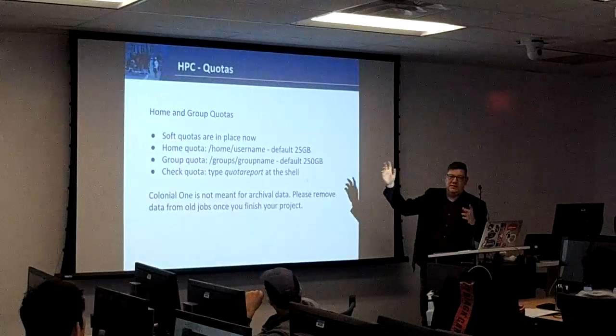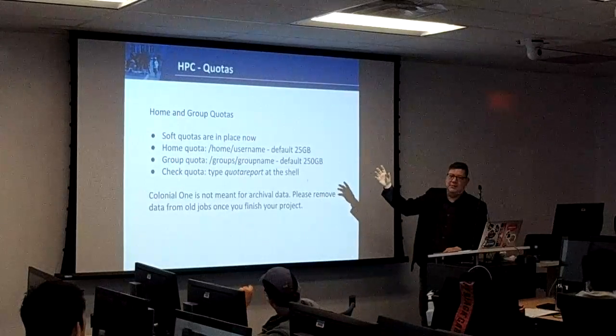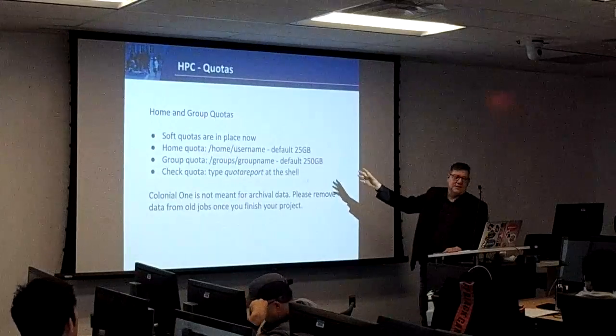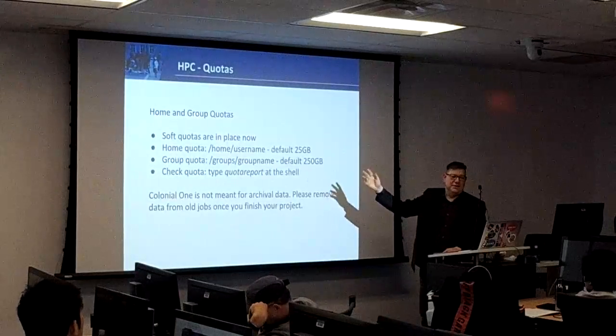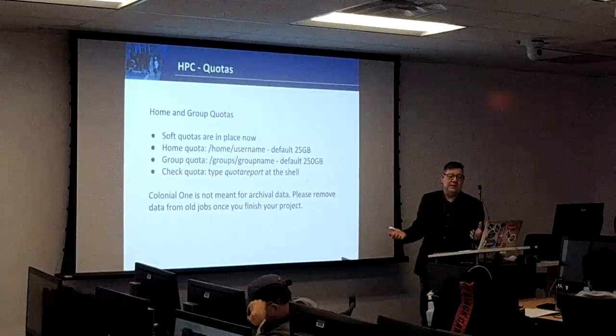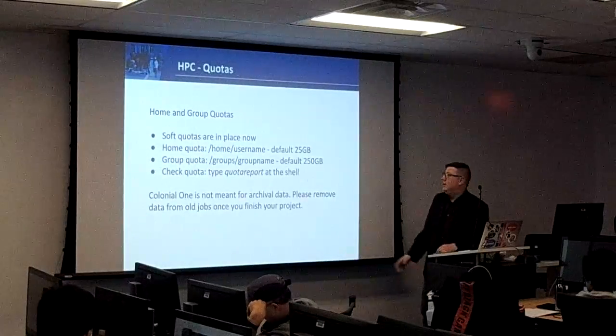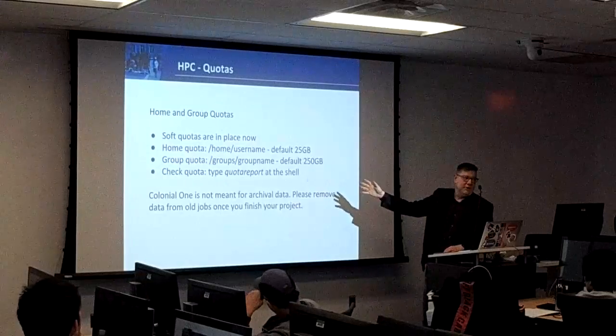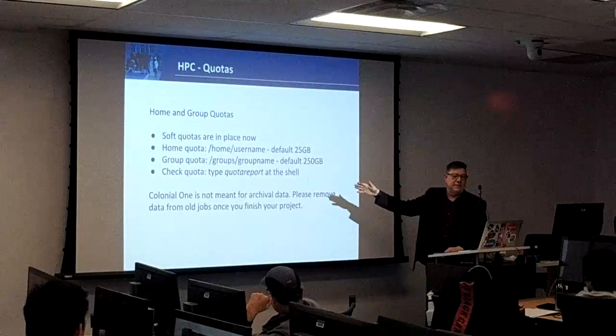Because a committee has to approve, well, not a committee, but we have to discuss it. So if you're going to ask for more, have a good reason, and we'll discuss it. We've almost always said yes, unless somebody comes and says we need 200 terabytes, and we just don't have it. Your group quota, if you're part of a research group, by default, you start at 250 gigs.